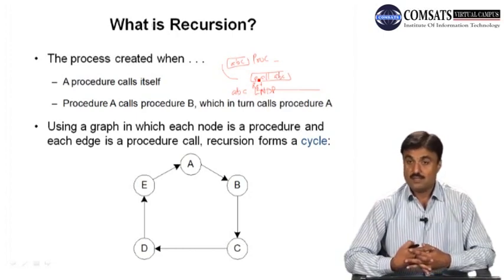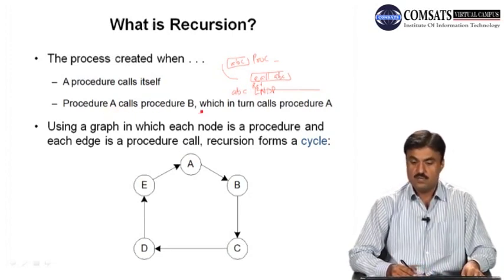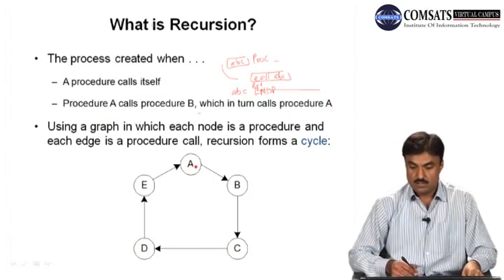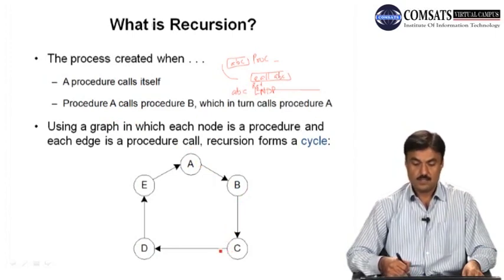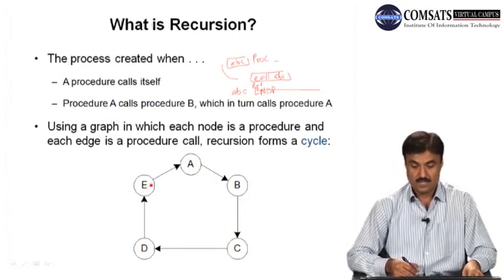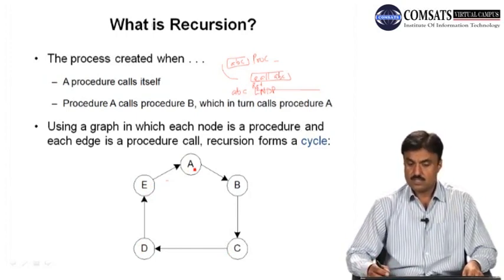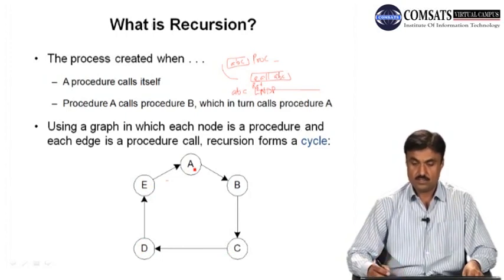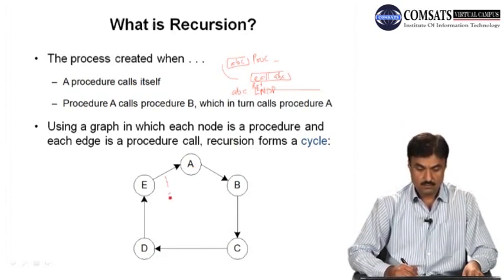There's another case when recursion occurs, this case here. You can see this graph. When procedure A calls procedure B, which in turn calls procedure A, or this is the way: procedure A calls procedure B, procedure B calls procedure C, C calls procedure D, D calls E, and E again calls A. In this way, using a graph where each node represents a procedure, and each edge is a call. For example, all these are the calls.